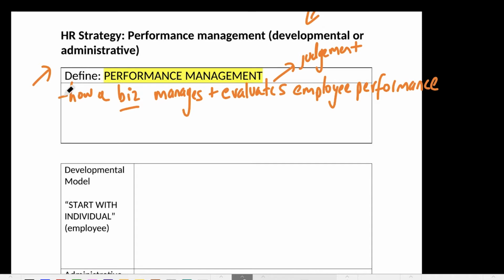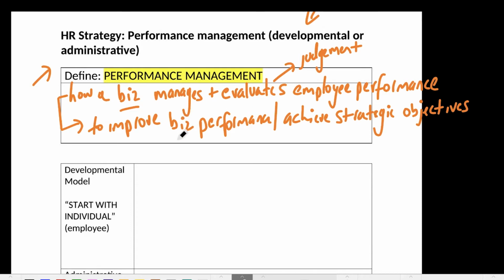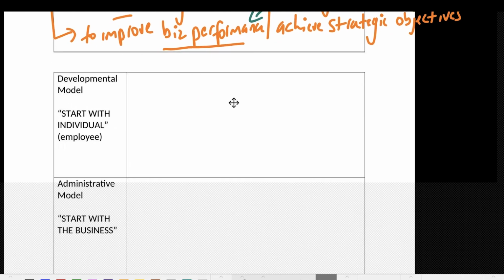And why are we doing this? What is the point here? So the goal of performance management is very much about improving business performance. We're looking at the employee first, what is their performance like, in order to then improve business performance. That's how we would consider this. In terms of how we approach it, there are 2 different models we look at. The first model being the developmental model, and here I like to think about it that we start with the individual, with the employee. There is also the administrative model, and there we start with the business.